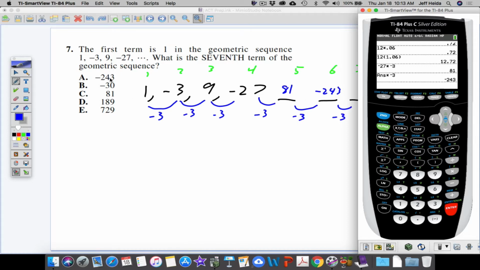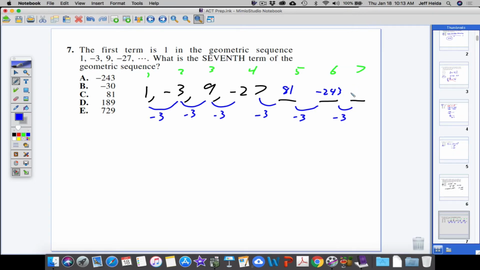It's incorrect, but they put it in there just in case you're calculating wrong. Multiply that by negative 3, and you get 729. So the seventh term is 729. That's the way you would step through finding this.